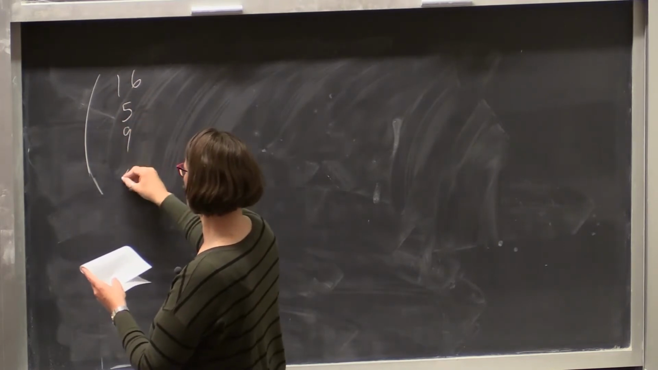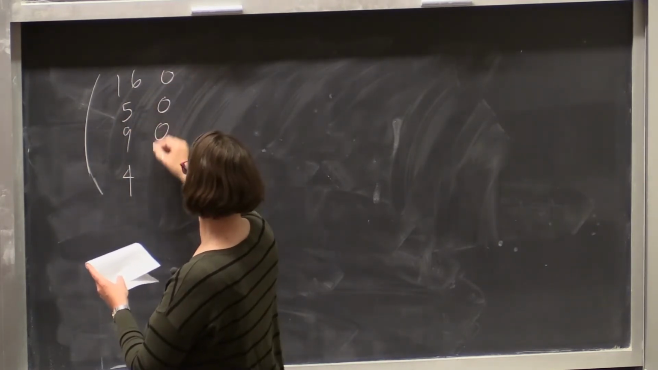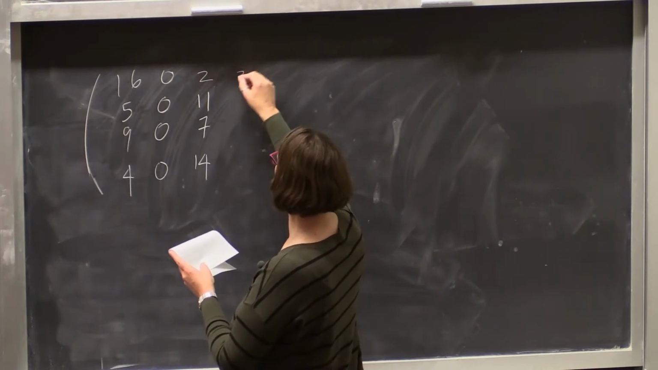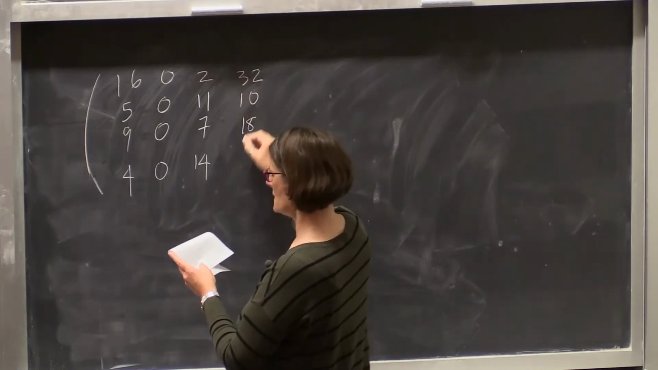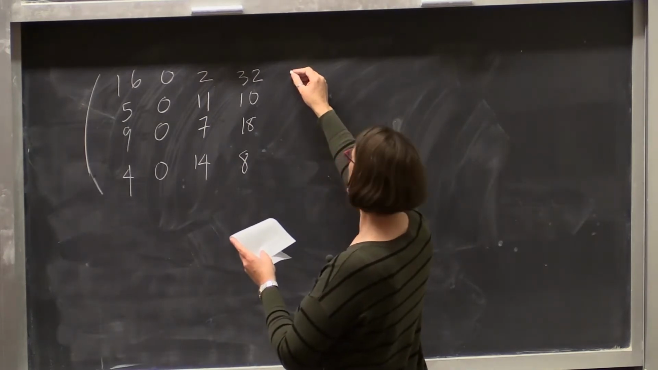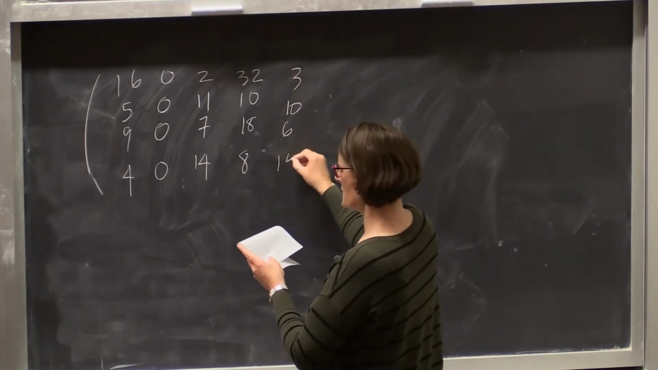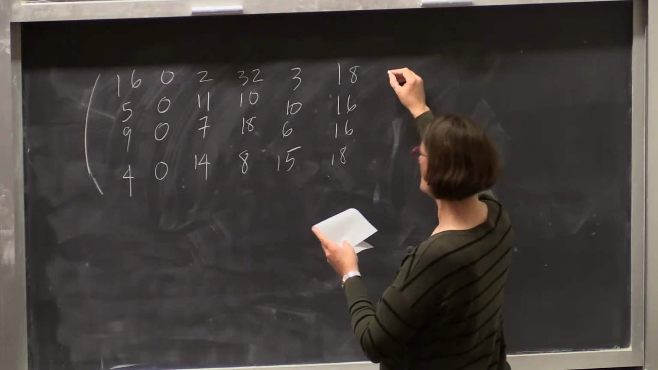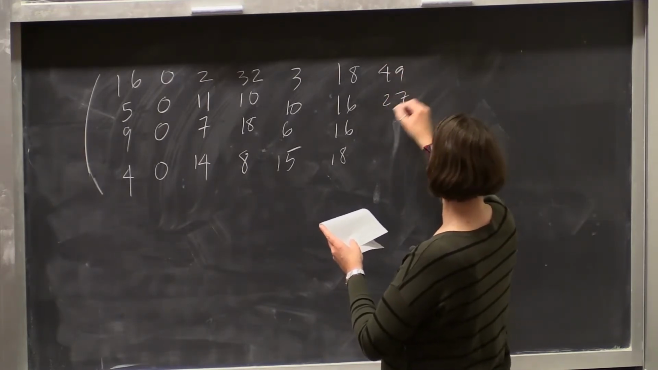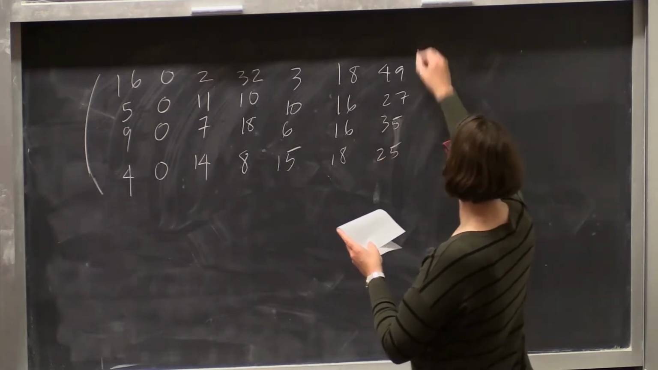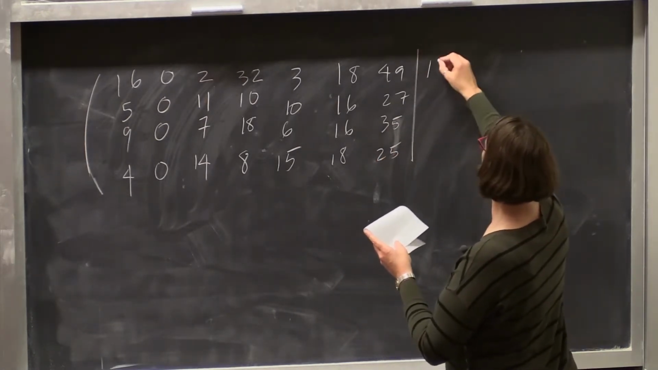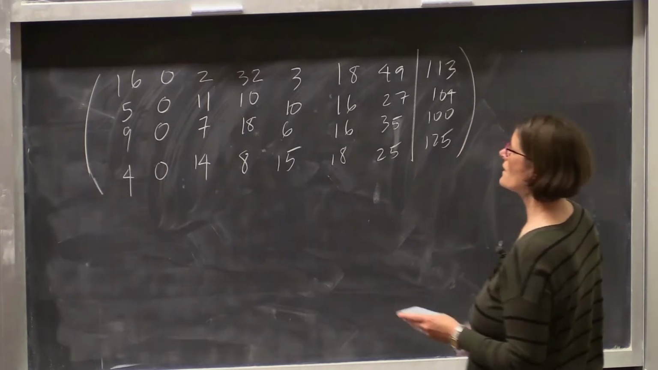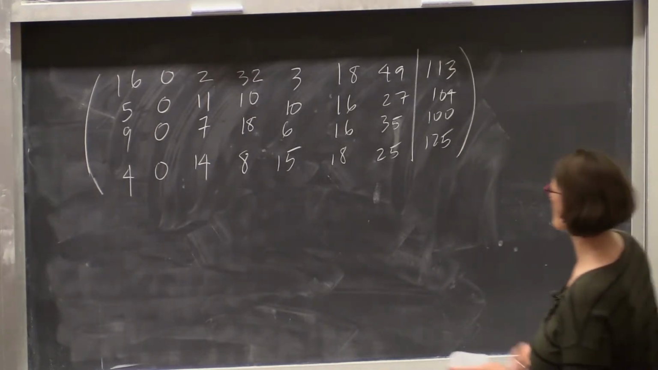(16, 5, 9, 4), 0, 0, 0, 0, 2, 11, 7, 14, 32, 10, 18, 8, 3, 10, 6, 15, 18, 16, 16, 18, 49, 27, 35, 25, almost done, 113, 104, 100, 125. Okay? 4 equations and 7 unknowns.